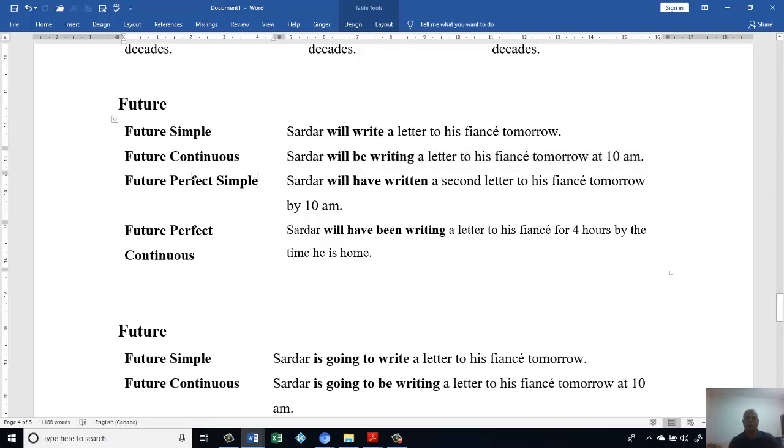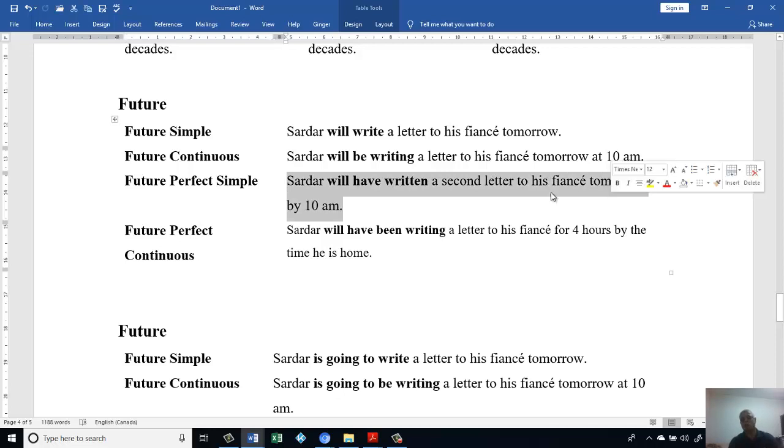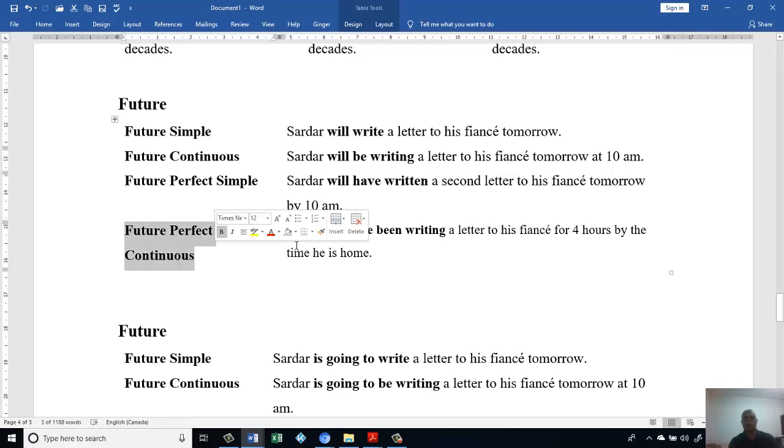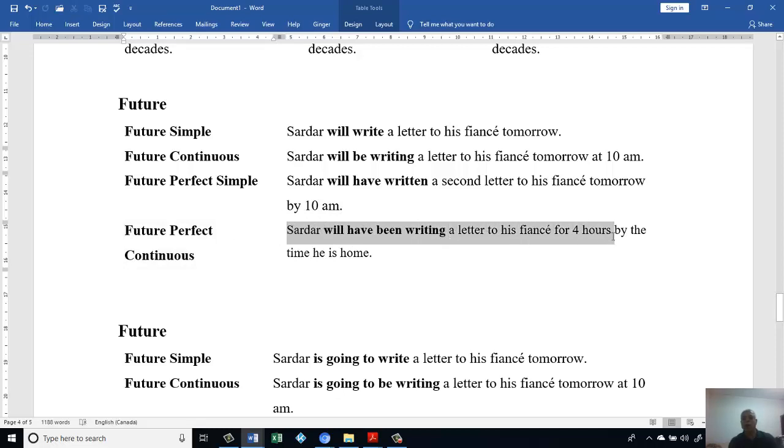Make it future perfect simple. Sardar will have written a second letter to his fiancée tomorrow by 10 o'clock. You see differences between all this. Let's continue, then you make it a comparison. Future perfect continuous. Sardar will have been writing a letter to his fiancée for 4 hours by the time he is home.